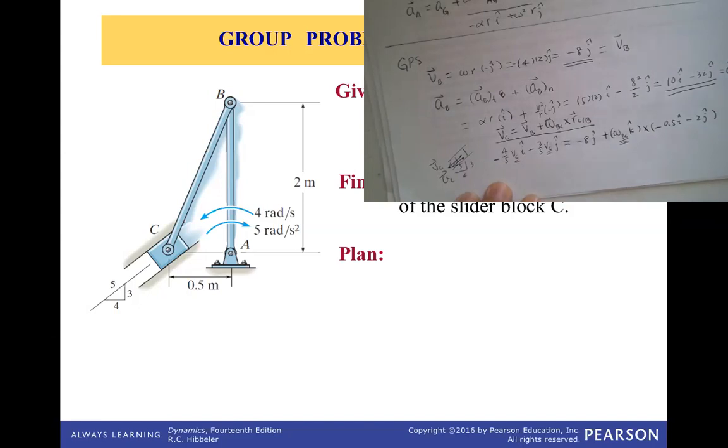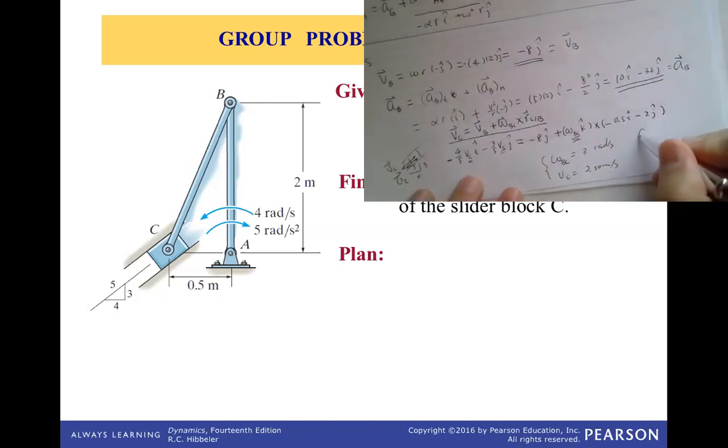I think we are running out of time, but I'll let you know that's what you are going to do. You set the I components on the left equal to the I components on the right, and the J components on the left equal to the J components on the right, and you can solve for that. So omega BC will be equal to 3, and VC will be equal to 2.5 meters per second. That's when you solve for this.